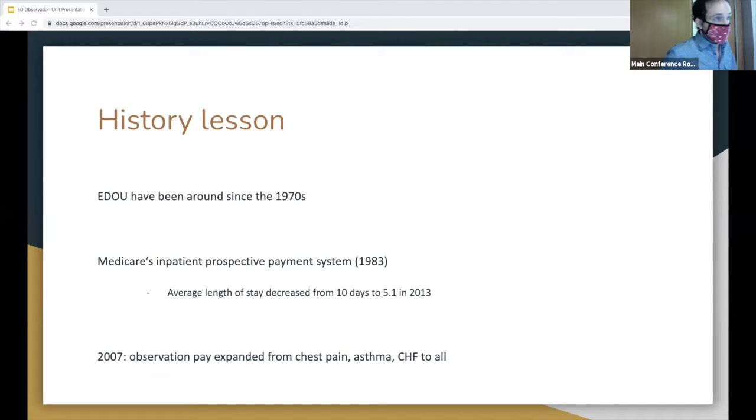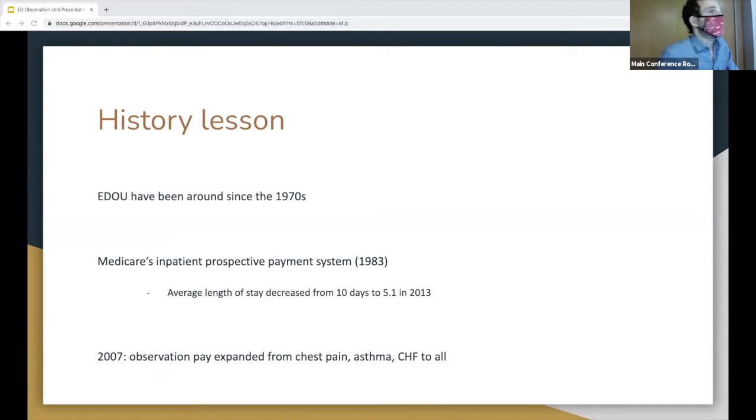So a quick history lesson. The observation units, EDOUs, have really been around since the development of the emergency department. I think emergency providers have always liked this third option as a way to help guide disposition. This increased in 2007, but it really stems from Medicare's payment system change, which was in the 80s, the inpatient prospective payment system, which I'll talk about in a few slides.